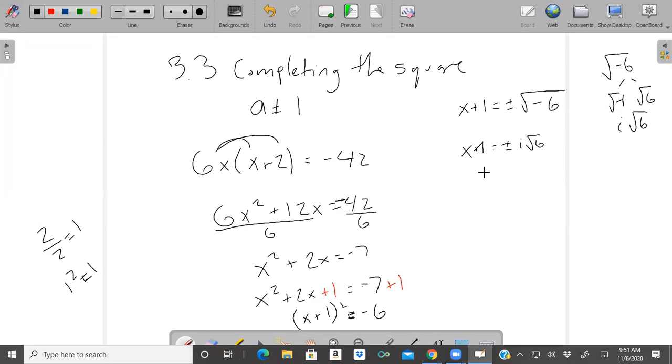And now I'm going to subtract 1 from each side, so I get x equals negative 1 plus or minus i times the square root of 6. Now, if it asks you for two solutions, you're obviously just going to do x equals negative 1 plus i times the square root of 6, and then your other solution would be negative 1 minus i times the square root of 6. Okay?